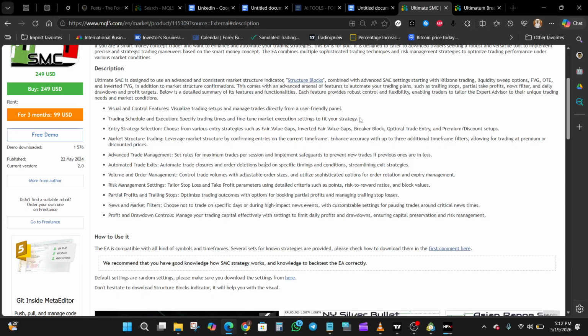Moving further, I can see multiple entry strategies mentioned, including concepts like fair value gaps, breaker blocks, optimal trade entries, and premium or discount zones. These are all different ways of interpreting market structure, and the EA allows the user to select how entries are triggered based on those models. There is also a multi-time frame filtering mentioned, which means entries can be confirmed across higher or additional time frames to improve structure alignment before trades are executed.